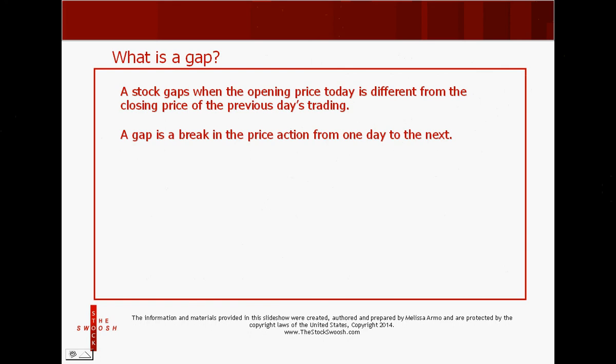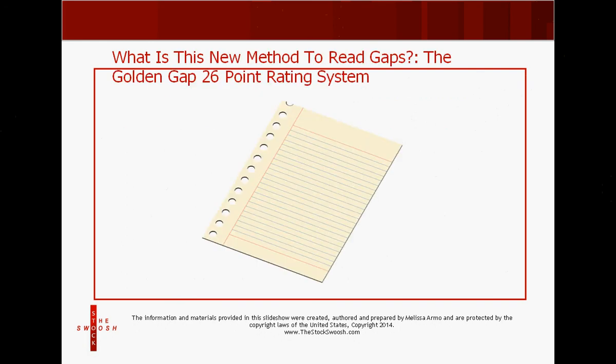And what happens in a gap? Some gaps get sold, some gaps get shorted, some gaps get bought, okay? Some down gaps get bought, some up gaps get shorted. You don't know, so how do you figure it out? How can you read it? I have a method I use. It's a rating system. So this is a new method to read gaps that I created myself. It's a method that I use every morning for any stock that I look at.